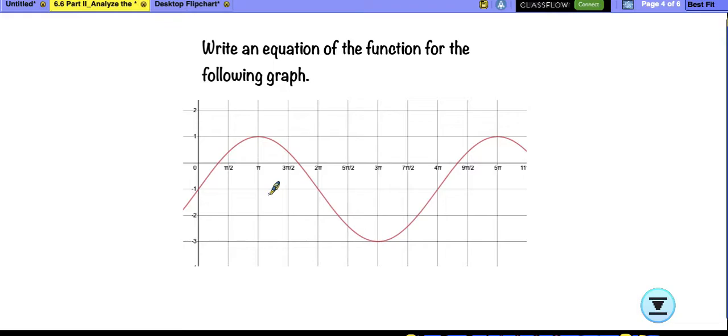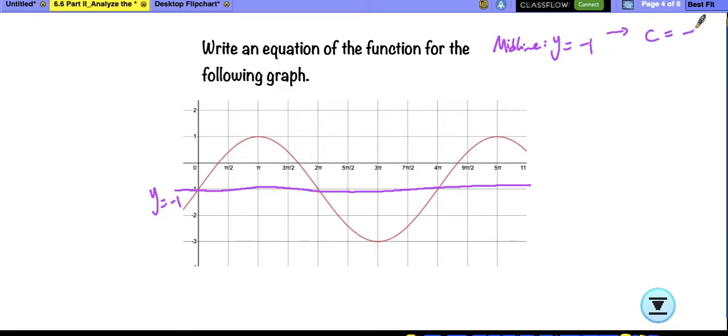Let's check. The first thing is the midline. Whatever number you like, you can start with amplitude or whatever. The midline stays in between. If we go from the top to the middle, and from the bottom to the middle, it's actually here. So this is our midline, y equals -1. So we know the c part is going to be -1.